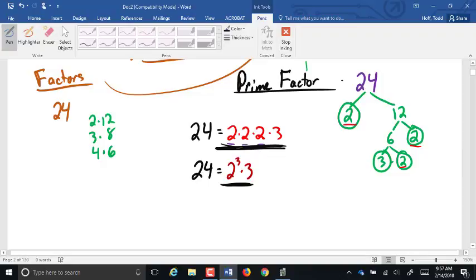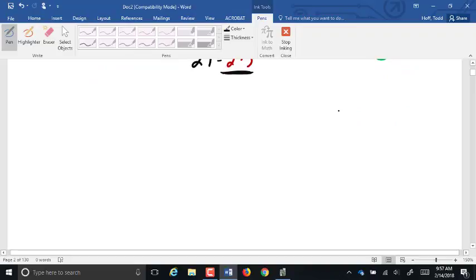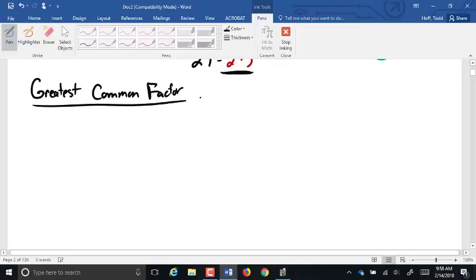Why do we care so much about factors? Well, because factors allow us to determine a couple of big things. One is they allow us to determine the greatest common factor. The greatest common factor is the largest number that is a factor of both.